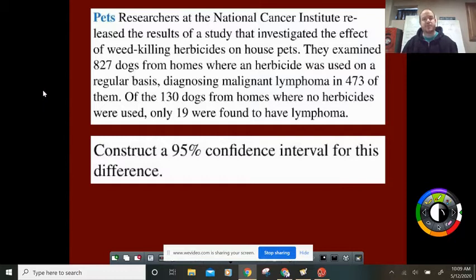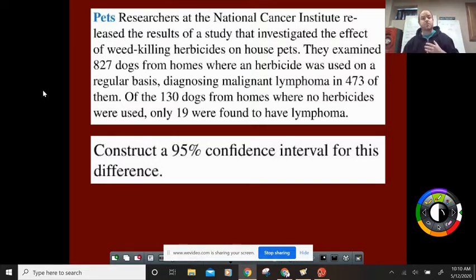So it says here, researchers at the National Cancer Institute released the results of a study that investigated the effects of weed-killing herbicides on house pets. They examined 827 dogs from the homes where herbicide was used on a regular basis, diagnosing a malignant lymphoma in 473 of those. And then of 130 dogs where there were no herbicides used, 19 have the same lymphoma. So construct a 95% confidence interval for the difference between these two.